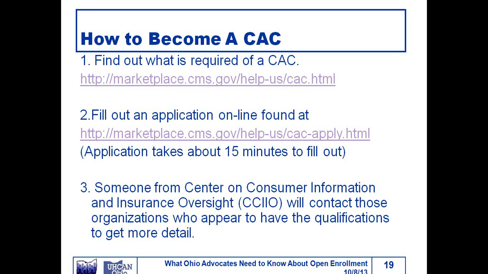Next slide. So to find out how to become a certified application counselor, you can visit this website, marketplace.cms.gov, and they actually have an application there and information on how to fill the form out. The application is really short. It takes about 15 minutes to fill out, and one of the main things you need as an organization is a place to keep secure confidential information. Once you fill out the application, someone from the Center on Consumer Information and Insurance Oversight will contact organizations who appear to have the qualifications and get more detail.